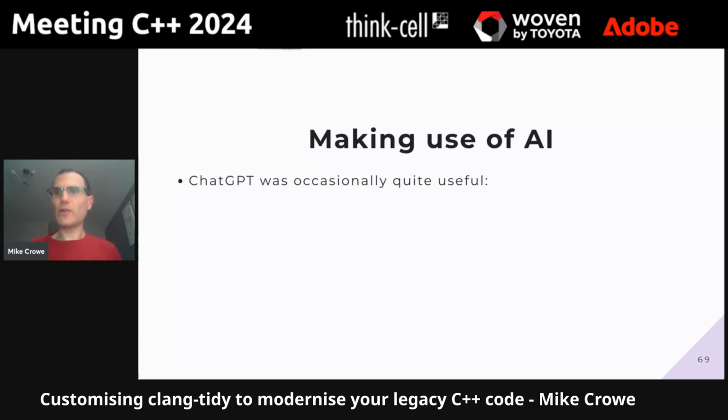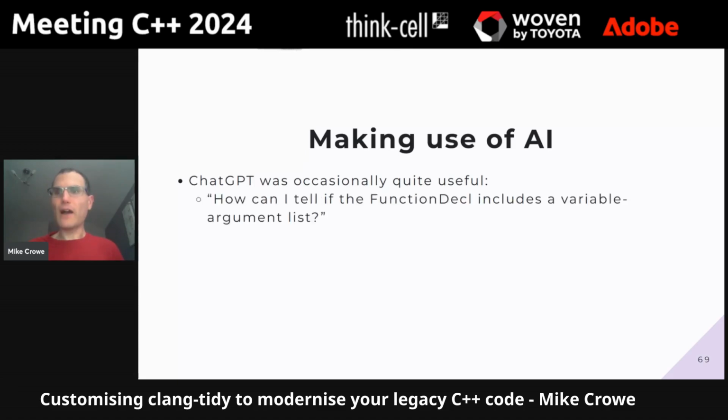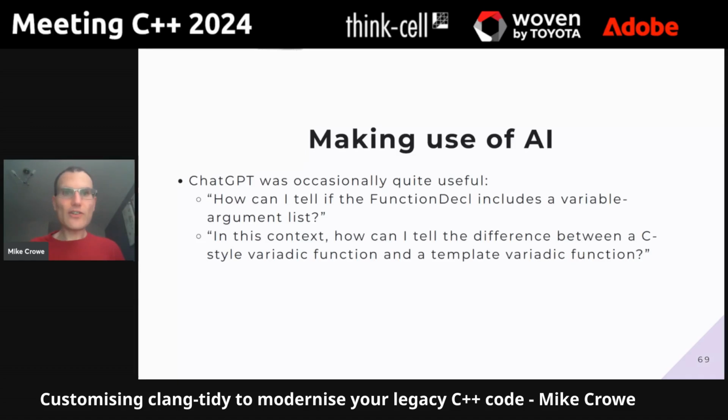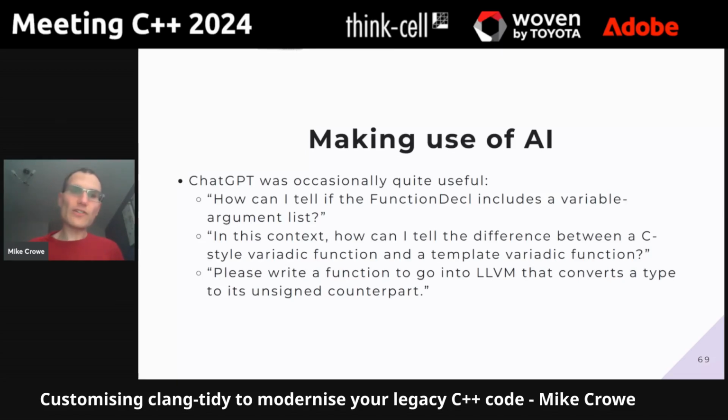LLVM didn't have an official policy on the use of AI tools at the time, but this use appears to be compatible with the policy that was published subsequently, since I didn't actually use any of the generated code. I asked it things like, how can I tell if the function decl includes a variable argument list? In this context, how can I tell the difference between a C-style variadic function and a template variadic function? Please write a function to go into LLVM that converts a type to its unsigned counterpart.